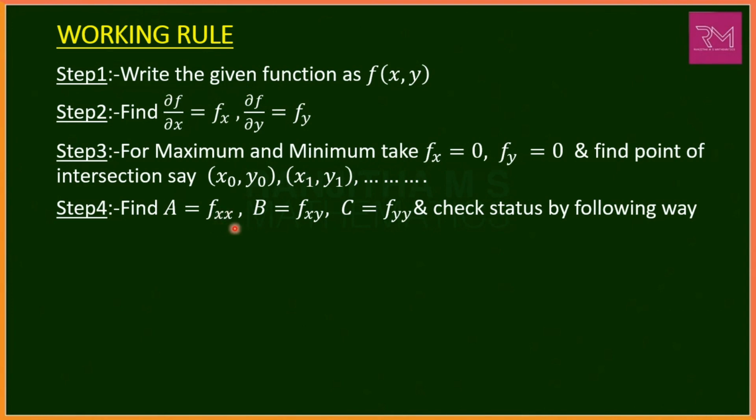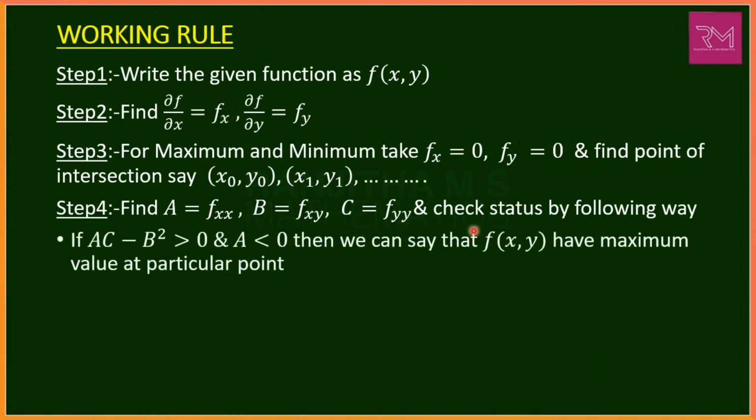A is nothing but fxx. That means del square f by del x square, we can simply write as fxx. B is del square f by del x del y. C is del square f by del y square. After finding the a, b, c values, we have to check the status in the following ways.